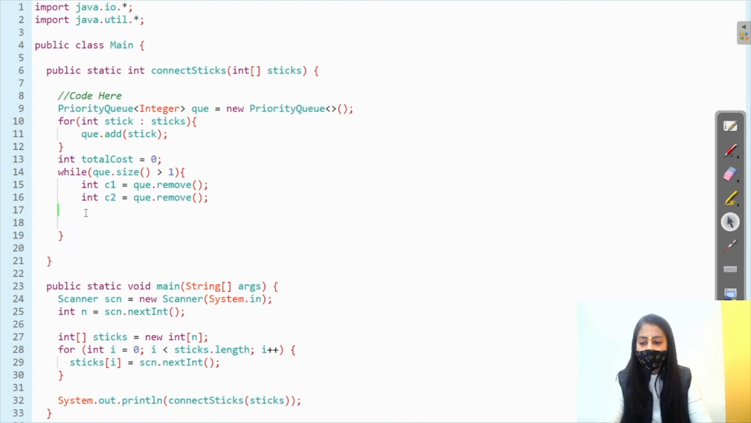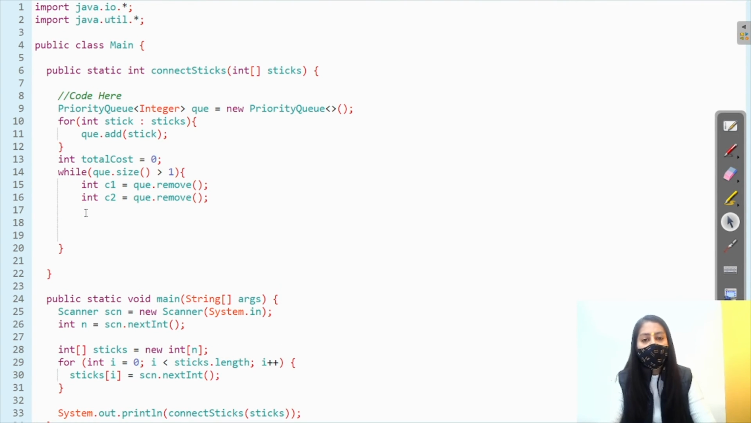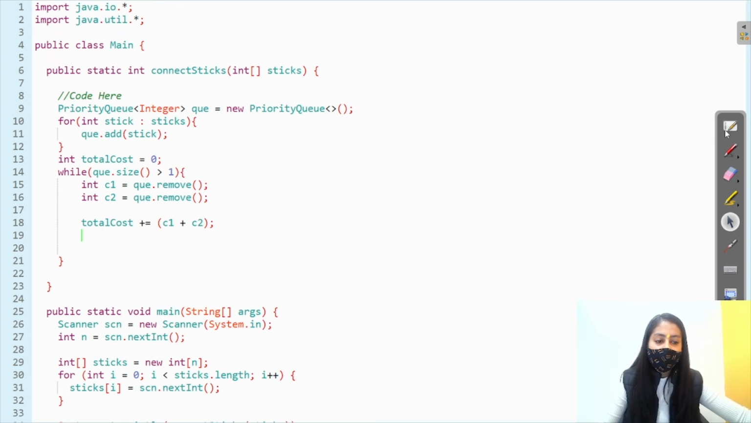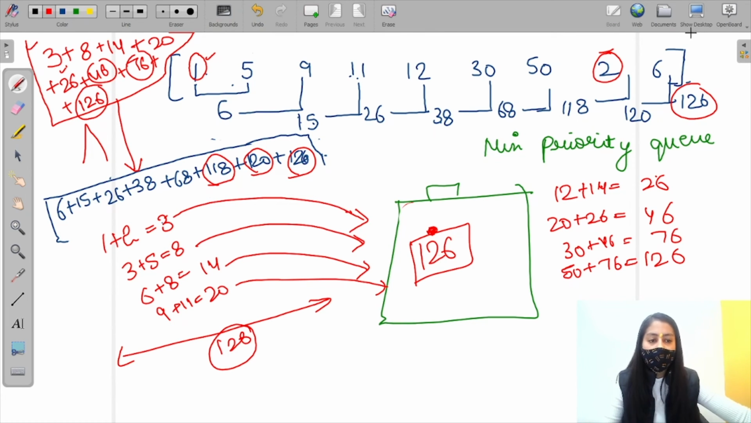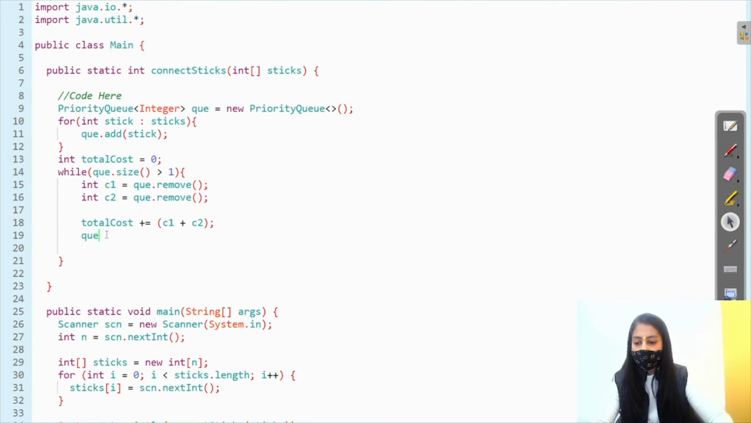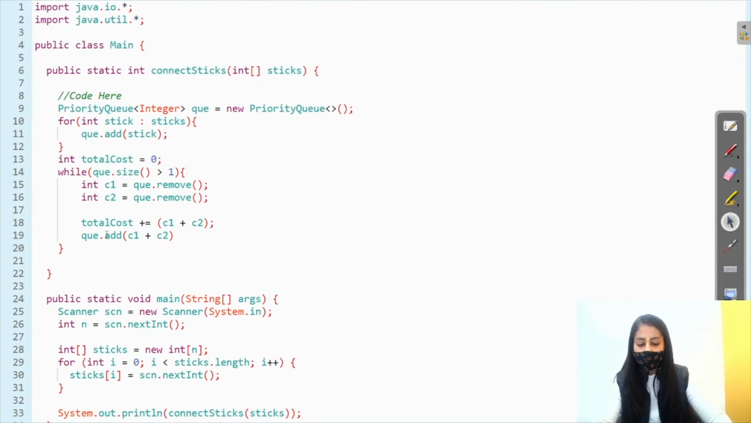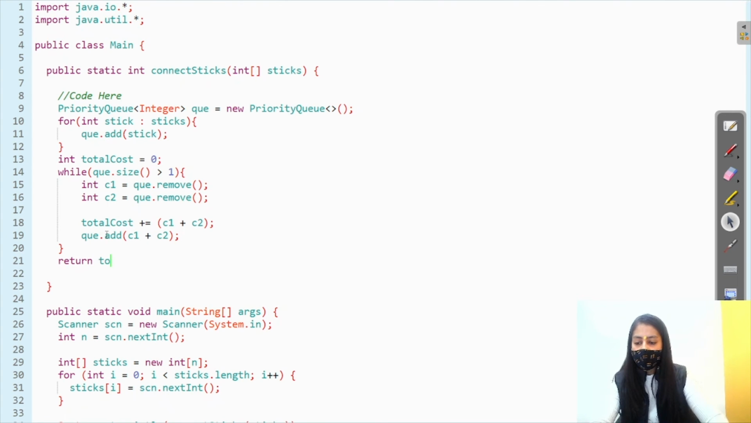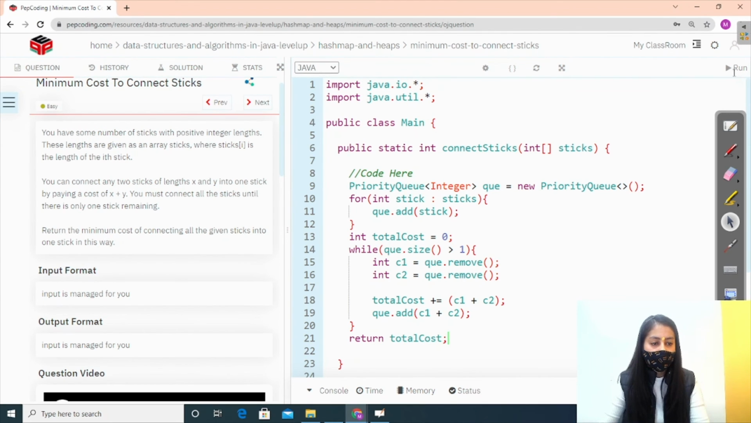So in the total cost we are adding the cost in order to combine these two sticks, right? So in the total cost add the cost of combining these two sticks, right? Oh, sorry, it is C2. Next we are adding back the combined sticks into the priority queue, right? So in the queue add the combined length, right? And in the end we are returning the total cost. Return the total cost, right? So this is the code. Let's try to run this.